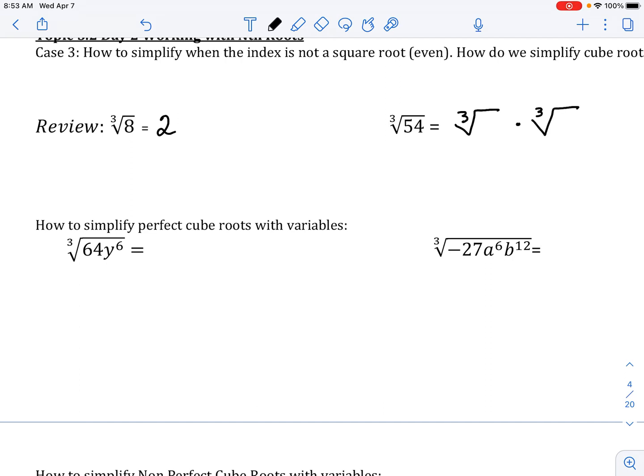And so we talked about listing the perfect cubes. 1 times 1 times 1 is 1. 2 times 2 times 2 is 8. 3 times 3 times 3 is 27. And you list them until you obtain a factor that divides into the original radicand. So what divides into 54? 27. And so that's going to give me 3 with the cube root of 2.